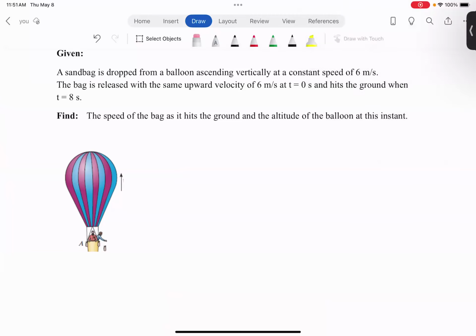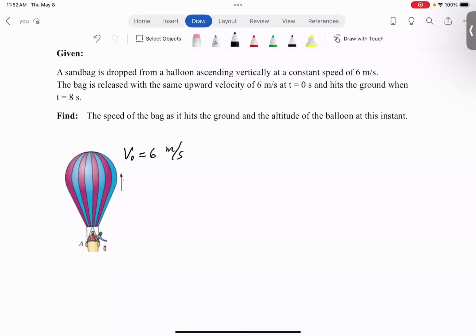And I'm here again with a problem related to the topic of kinematics of particles. And it's a really simple problem related to constant acceleration, or basically free fall motion. So here you have this problem where you have a balloon and a sandbag dropped from the balloon. Now, the balloon is moving at a constant speed of 6 meters per second upward. So its initial velocity is upward. So that means the velocity of the sandbag being dropped is also initially 6 meters per second.